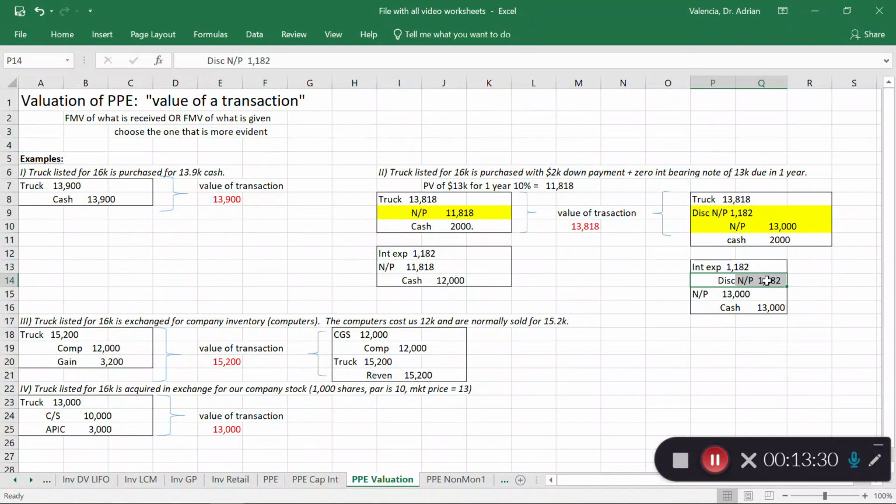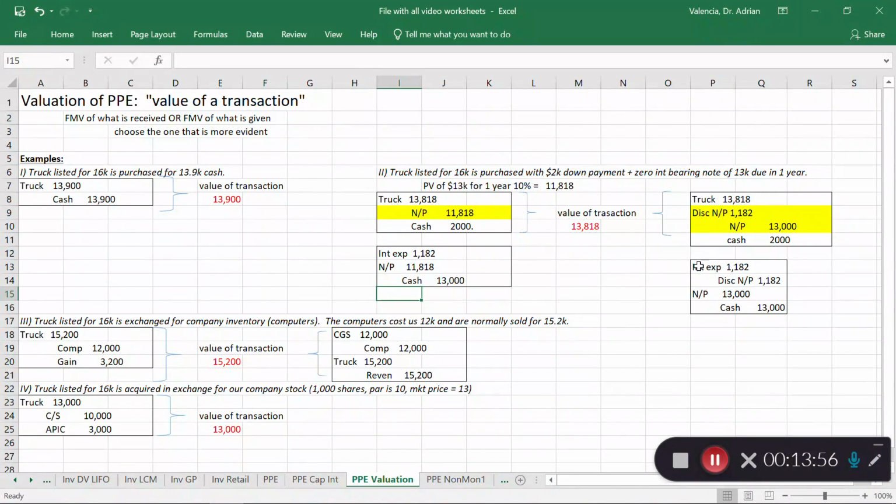And then what that would do is now the note payable is at the full 13,000. I think I made a mistake here. This should be 13,000. My bad. I put 12,000 in there, but that's 13,000. Hopefully some of you observed that and were concerned. There we go. This should be 13,000 because the note is due for 13,000 and the summation of these two is 13,000. Sorry about that.